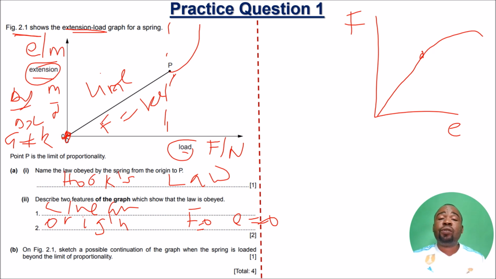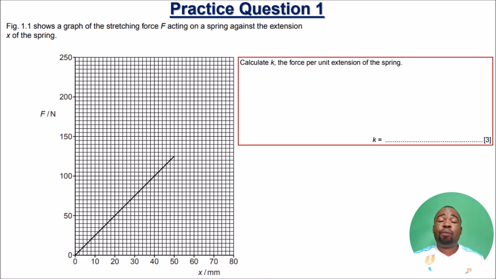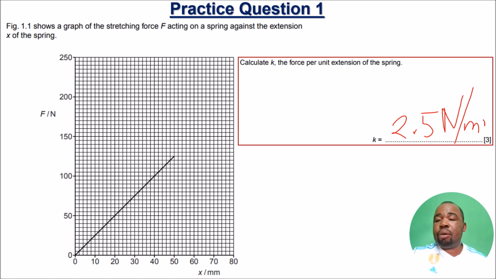I'm going to leave you with a question for practice, and I'm going to put the answer here. We expect you to find 2.5 newtons per millimeter. Try to solve this problem and find 2.5 newtons per millimeter.